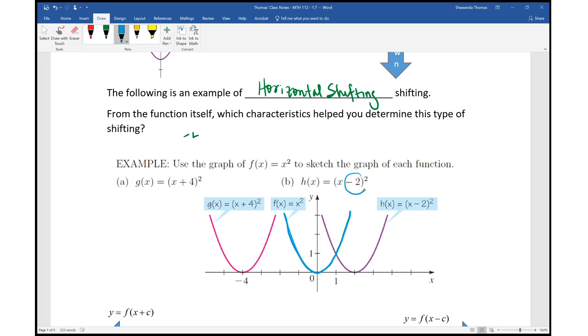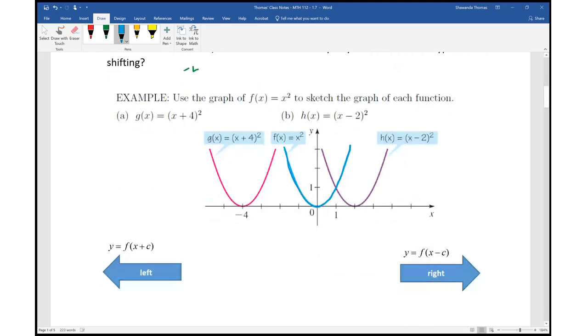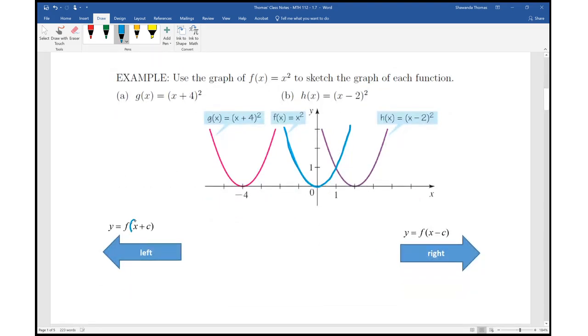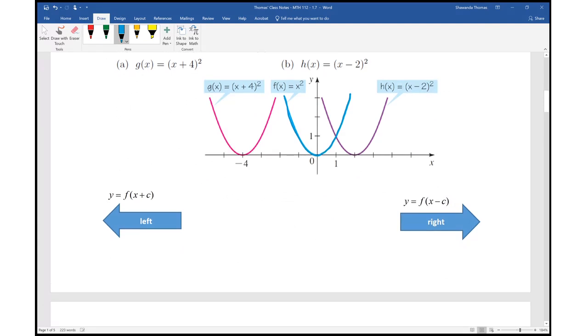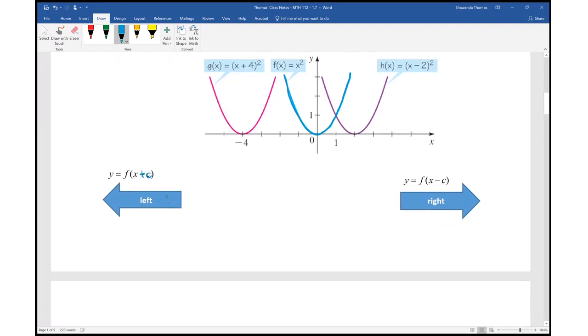But if you have minus something for horizontal shifting, you actually go right that many units. Notice in purple, it went right 2 units. So x plus 4 squared went left 4 units. X minus 2 squared went right 2 units. So again, horizontal shifting is stuff enclosed inside of the function. If you have plus c for horizontal shifting, it goes left. If you have minus c, it goes right.